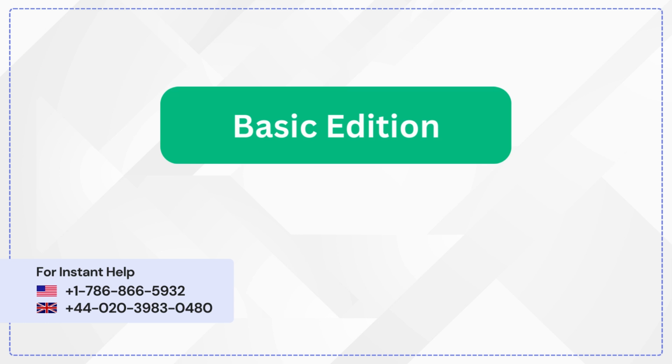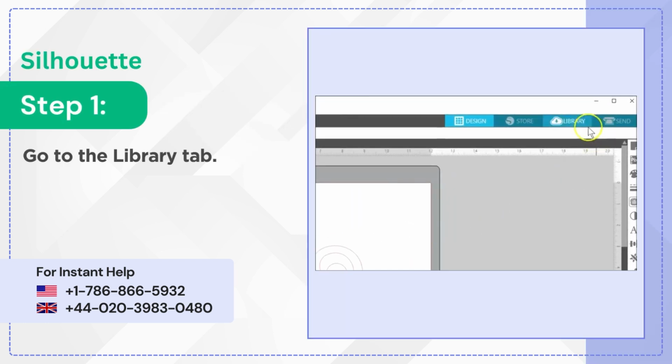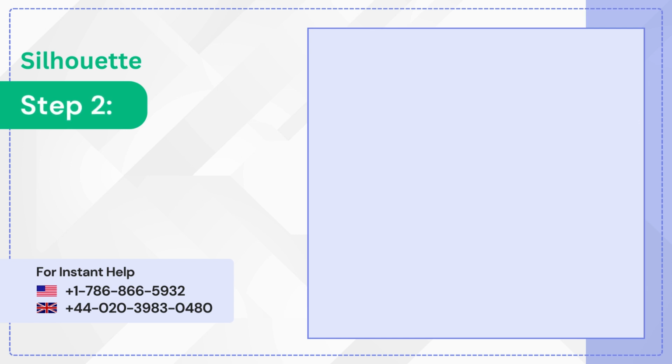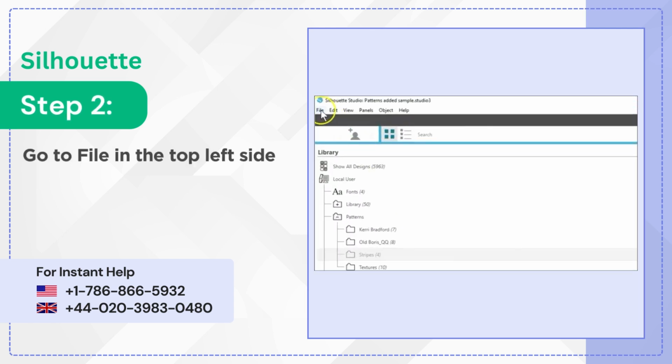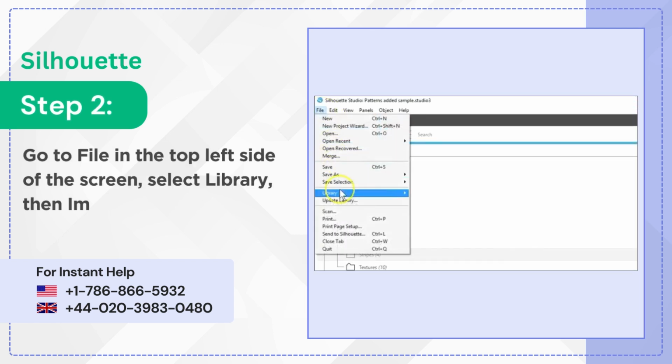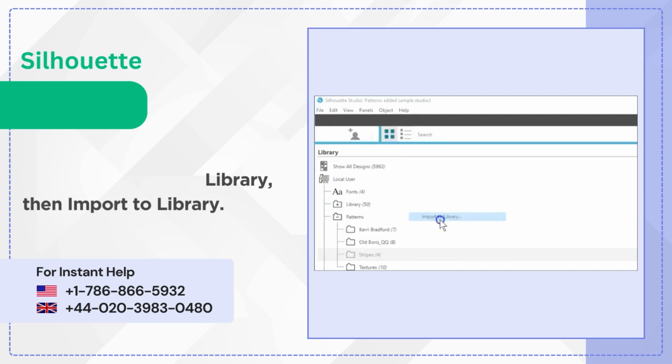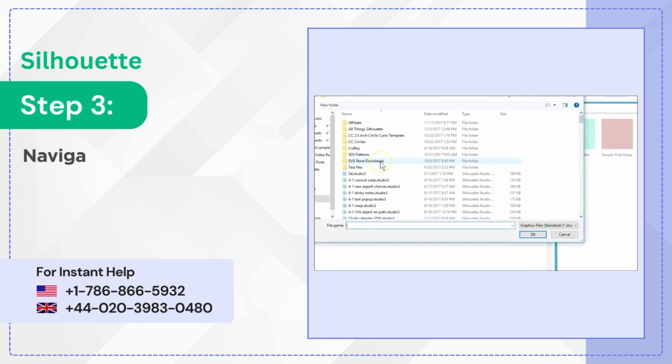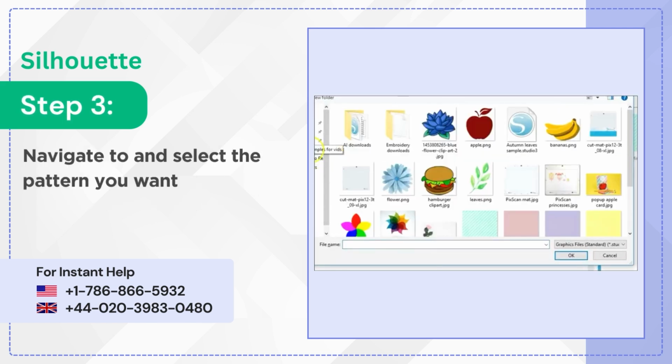Basic Edition. Step 1. Go to the Library tab. Step 2. Go to File, in the top left side of the screen select Library, then Import to Library. Step 3. Navigate to and select the pattern you want to upload and click OK.